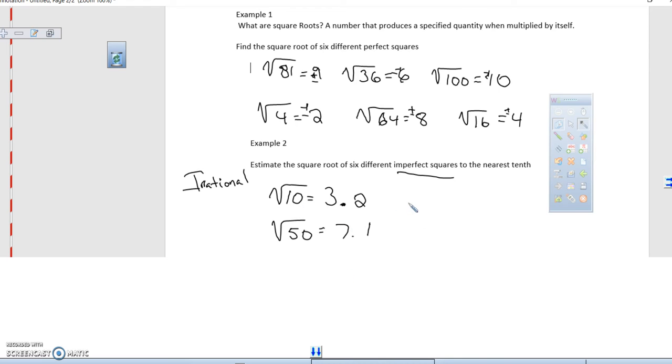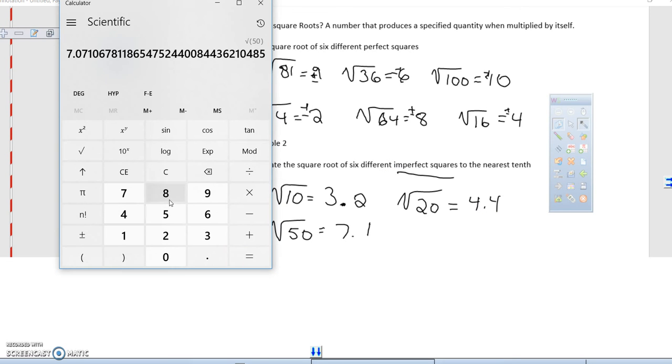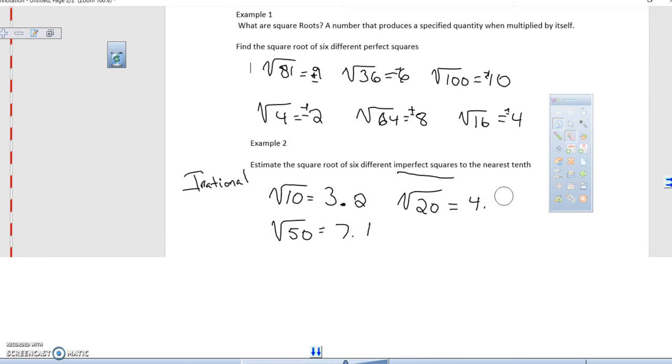So come up with some more of your own, guys, and then estimate them and test them. Like square root of 20. That one's kind of in the middle, right, between 16 and 25. Remember, we did this earlier in the year. We put them on number lines. It's closer to 16, so it's probably like 4.4, maybe. Okay, so if we do square root of 20, 4.47. That one actually would round up to 4.5 if we were going to the nearest tenth.